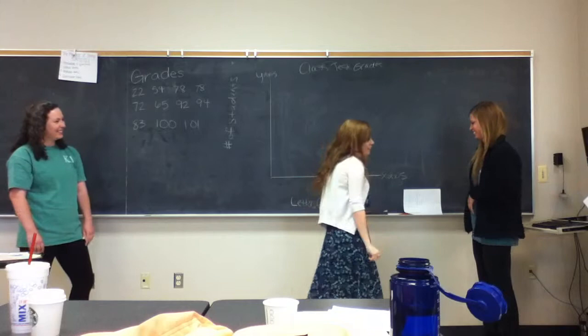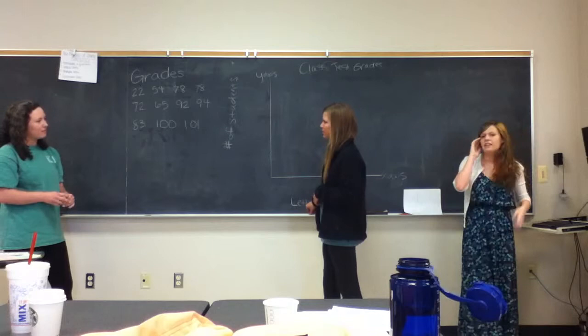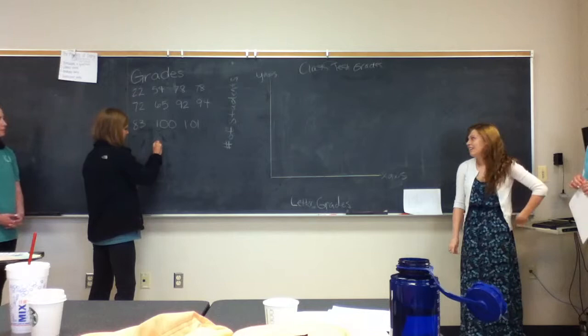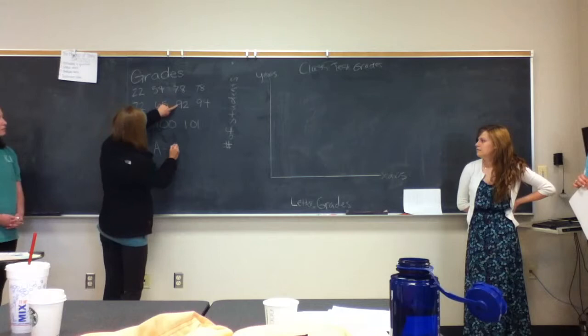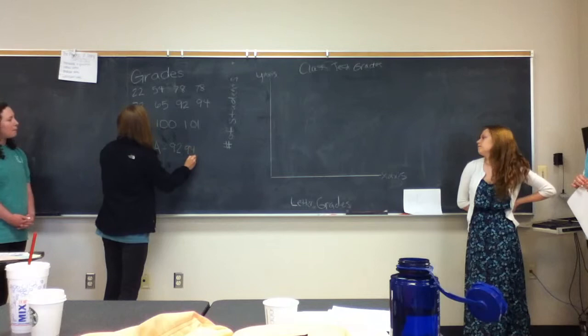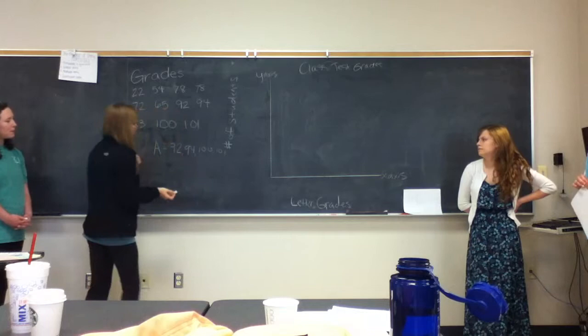Alright, like Hannah said, the easiest thing for us to do is going to be to organize these by letter grades. So we are going to determine that an A is going to be a 90 or above. So we look at our grades, and we have a 92, we have a 94, a 100, and 101. And so counting those, we know that we have 4 students that scored an A.